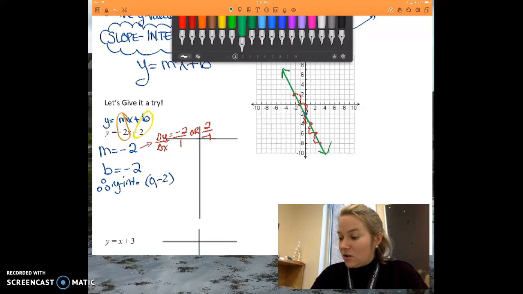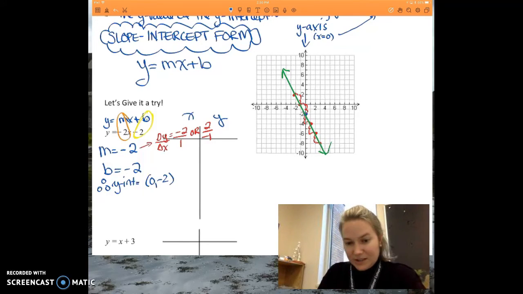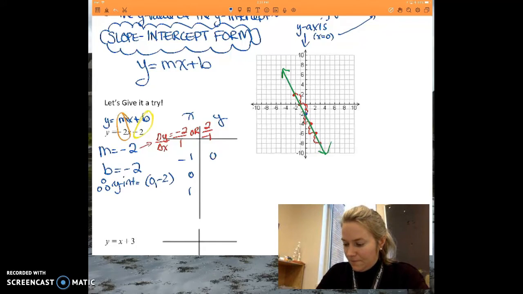Let's just test to make sure that we have that correct. And I'm going to do some x and y values here. So x and y on my table of values. Negative 1, 0, 1. Let's do those. So negative 1, I put in negative 1, it's times negative 2. Negative 1 times negative 2 is positive 2. Positive 2 minus 2, my apologies. Positive 2 minus 2 is 0, right there.